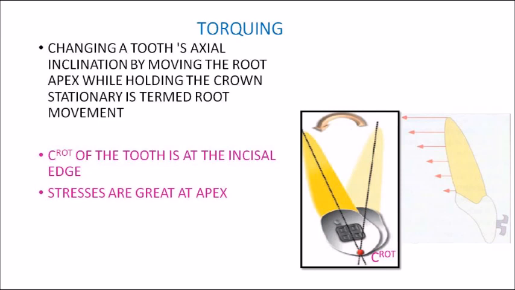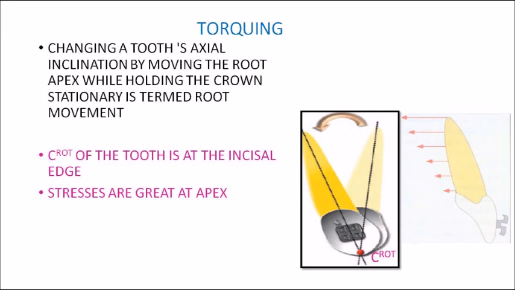Here the stress is distributed over a larger area, but compared to controlled tipping, the stress is greater at the apex. So please go back to your previous slide and you can see the difference. There the pressure was felt more coronally and the arrows were getting smaller as you move apically. Whereas in torquing, the stresses are greater at the apical region of the root, and as it moves coronally, the arrows are getting smaller. But the pressure is here also distributed over a large area compared to uncontrolled tipping.